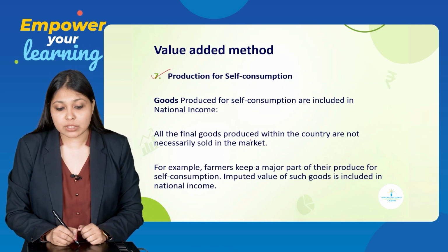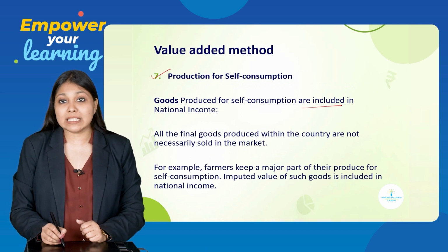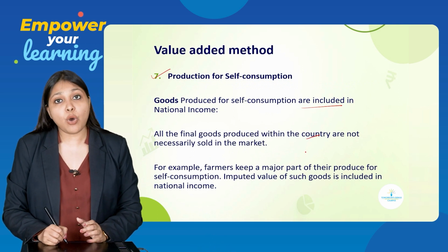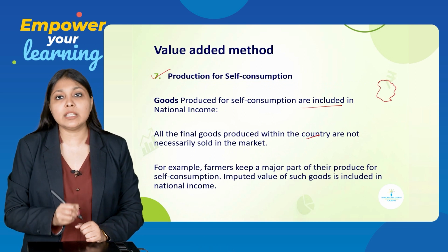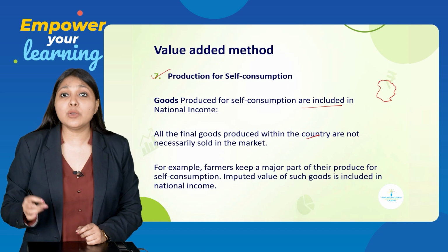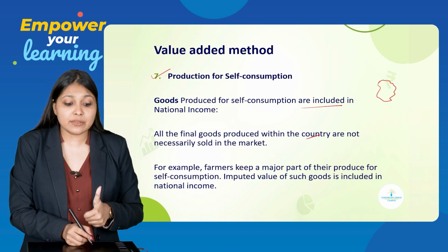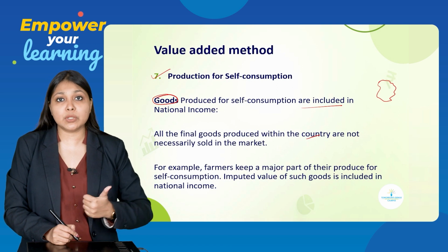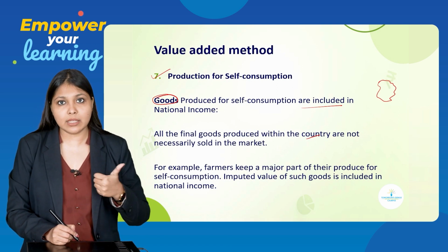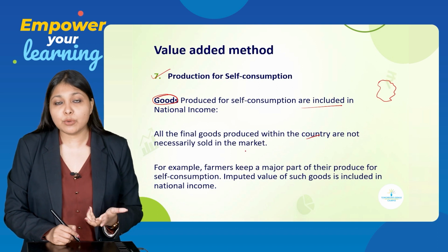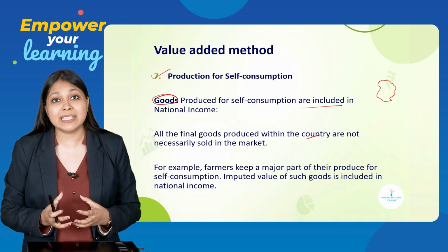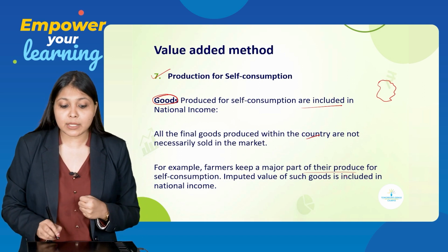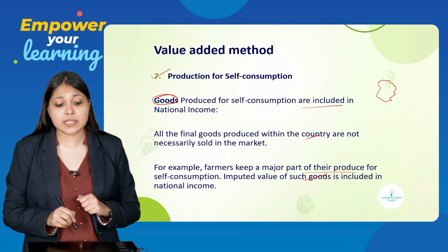Production for self-consumption. Goods produced for self-consumption are included in national income. All the final goods produced within the country are not necessarily sold in the market. Remember here, first of all, we are just talking about goods. There are a few goods which might be consumed by the producer itself. Example, farmers keep a major part of their produce for self-consumption. Imputed value of such goods is included.